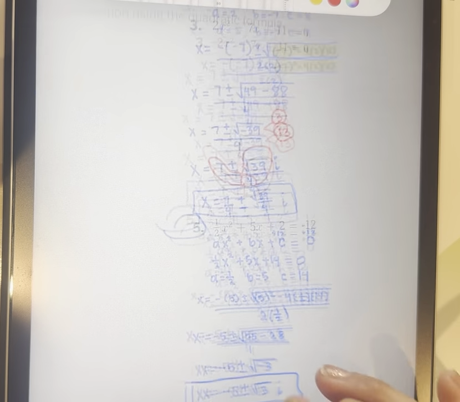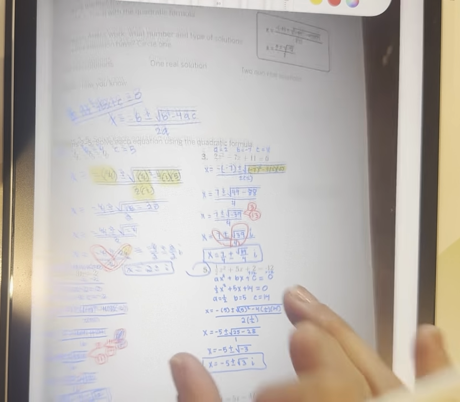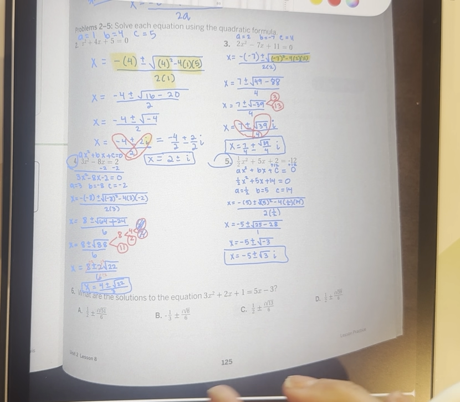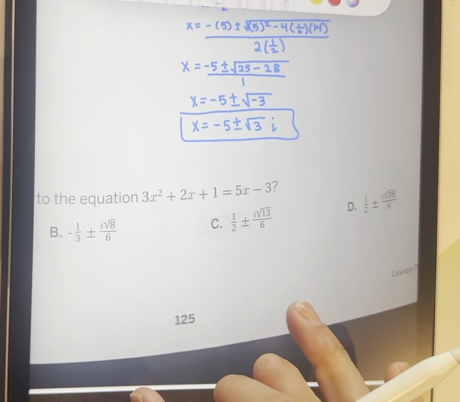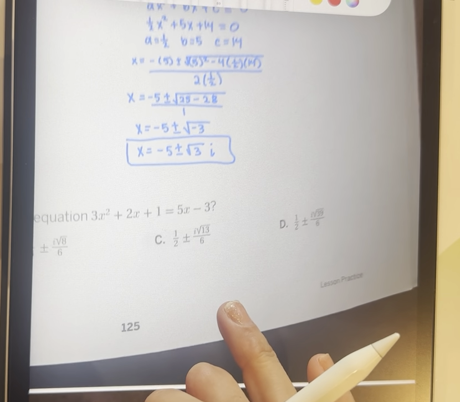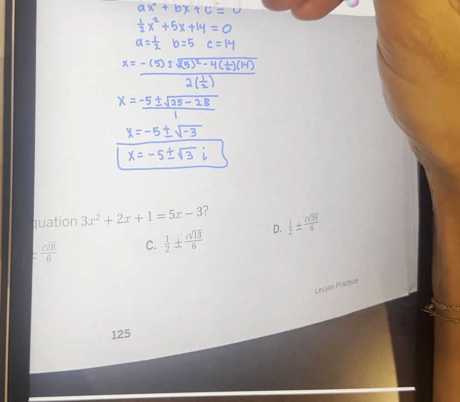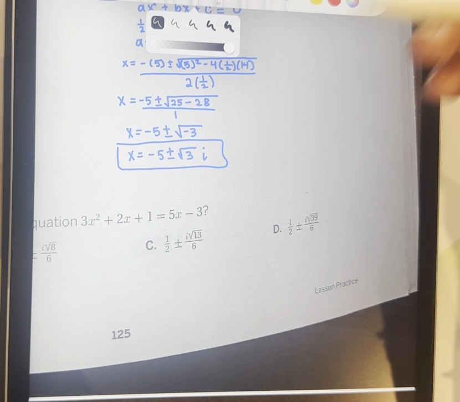Okay. Why can't I zoom out? Is this okay with you? Here we go. Okay, what are the solutions to this equation? Man, they're really making us do the quadratic formula a bunch of times, aren't they? Let's go check it out. I'll do it in black. Over here.